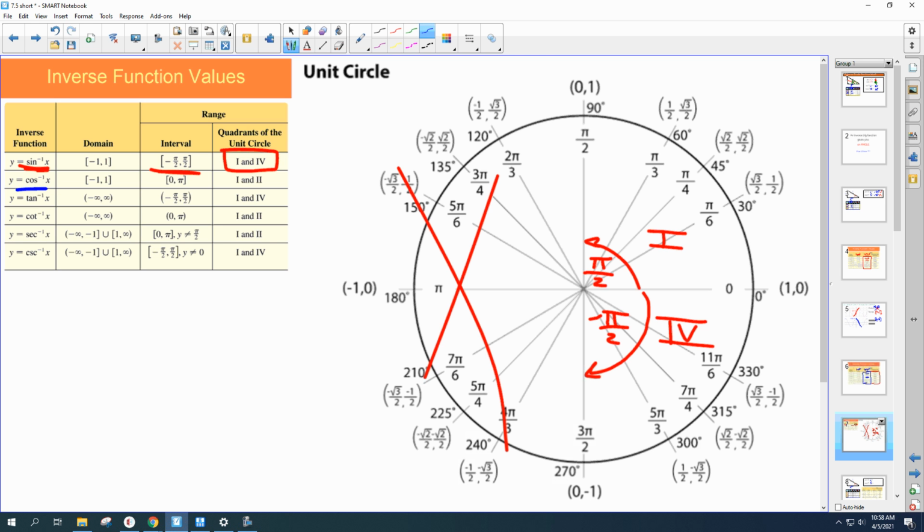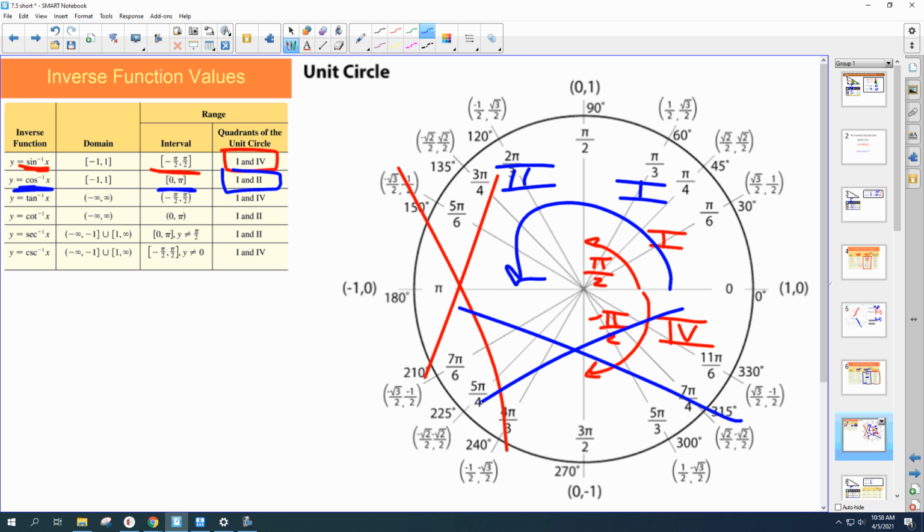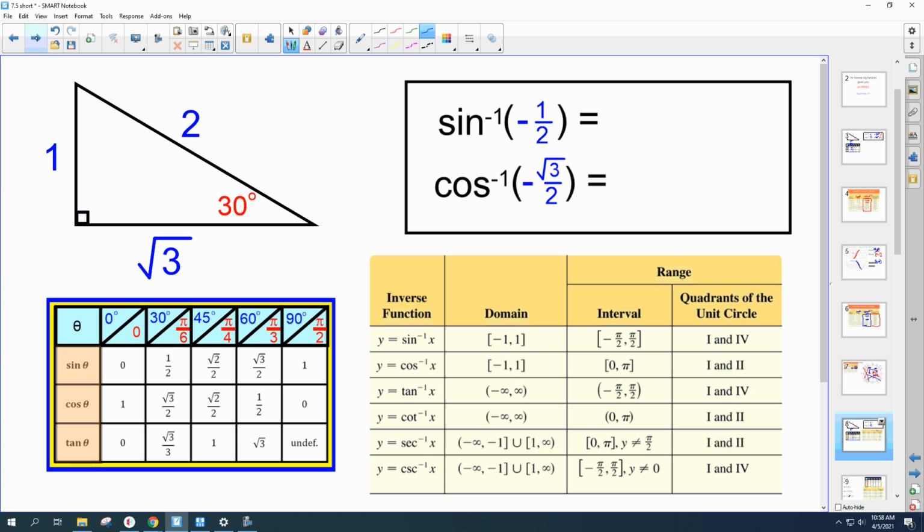Likewise, when we do inverse cosine, and we talk about from 0 to pi, well, 0 to pi is like this. It's only going to be defined in quadrants 1 and 2. Notice there is no 3 or 4. Kind of weird. That's how it is.